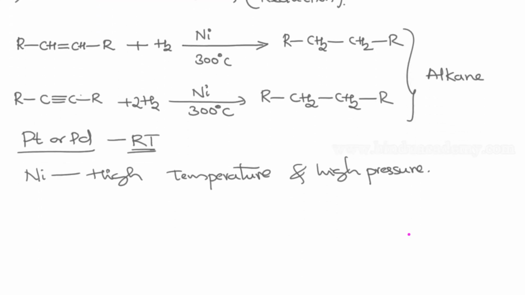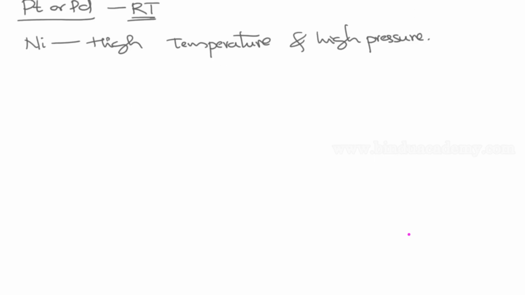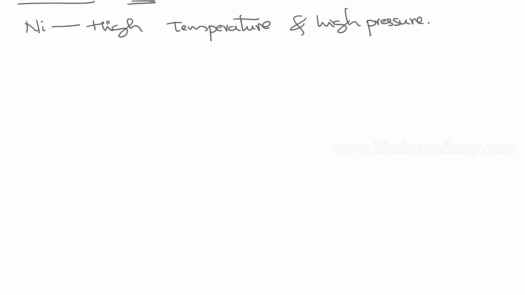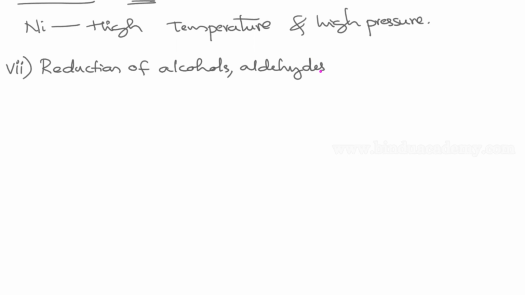Next, there is one more method, that is the seventh process: reduction of alcohols, aldehydes, ketones and carboxylic acids. Okay, now we'll see the reactions one by one.